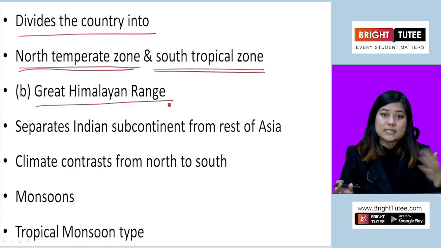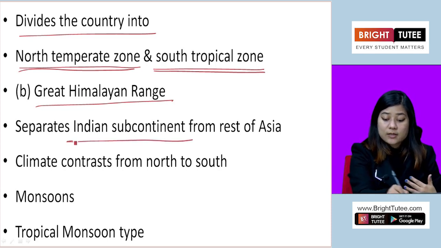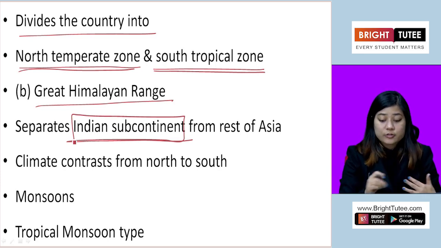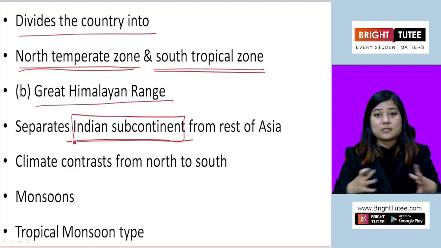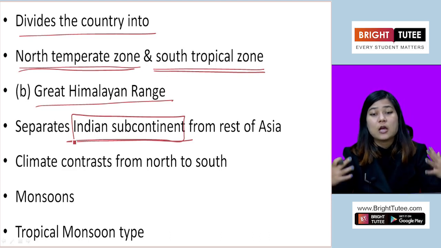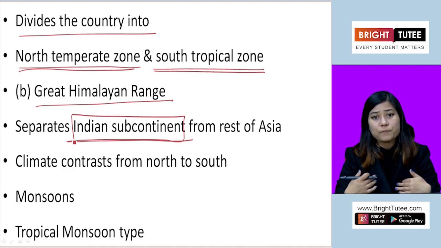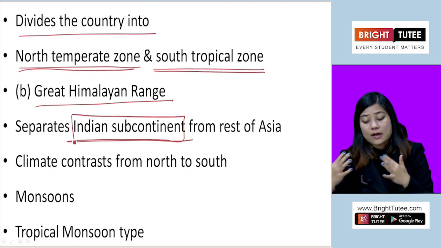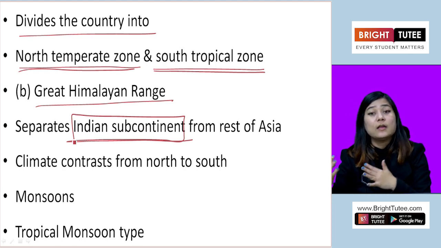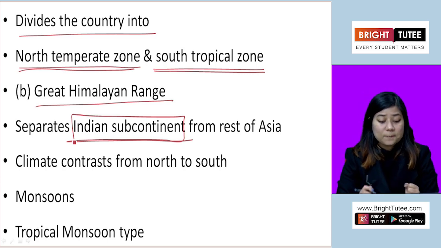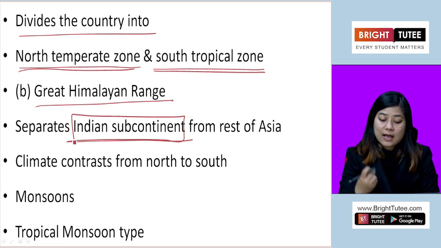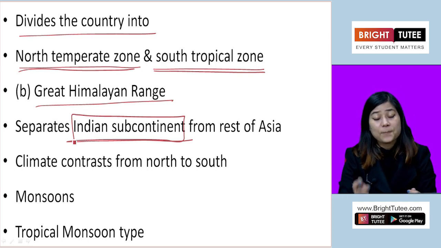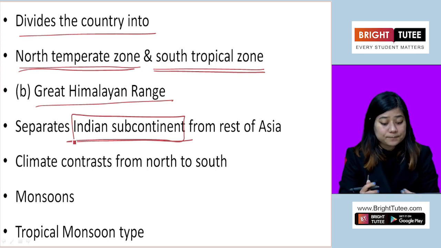Now this range separates the Indian subcontinent. The term Indian subcontinent we have already learned in the last class, so do not get confused. Indian subcontinent is the term which is given to all the countries which lie in the south of the Himalayan range. So it is Pakistan, Afghanistan, India, Bangladesh, Sri Lanka, Nepal, Bhutan. If you have forgotten what the Indian subcontinent consists of and what it means, then please go back to the previous lesson and revise.